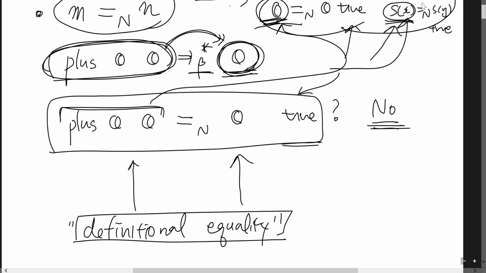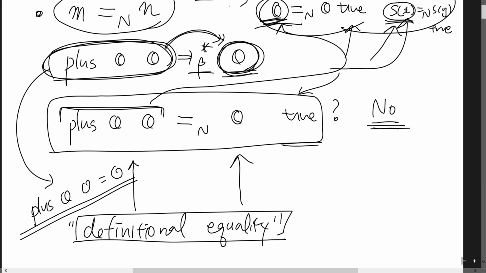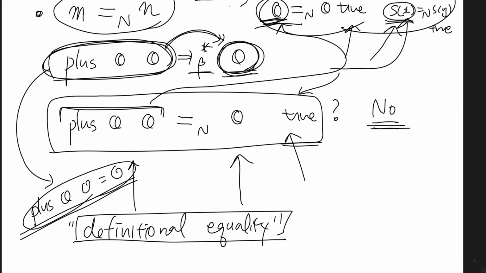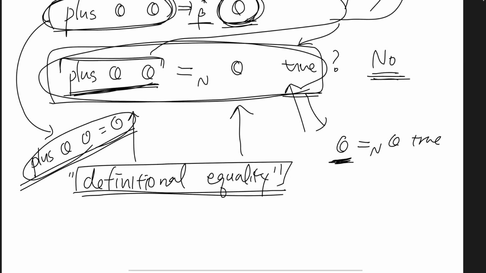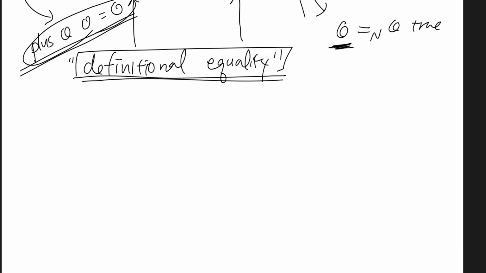In other words, from this beta reduction, we'd like to identify plus 0, 0 with 0 somehow, and then use them interchangeably in this judgment. Then perhaps the problem of proving this judgment reduces to proving the judgment 0 natural number equality 0 true, because these two terms are definitionally equal. So that's the basic plan. So let's develop this notion of definitional equality.